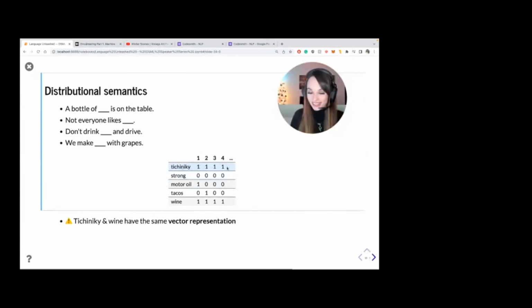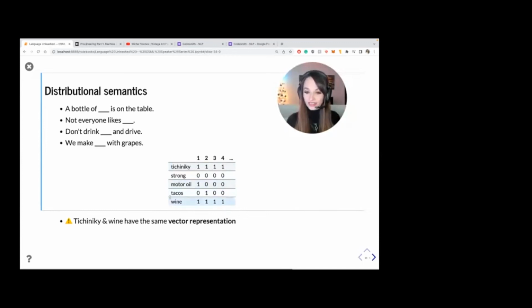And this dummy example is a very small example. And wine also has the same thing. If we had come up with more sentences, at some point we might have seen some difference, because tichiniki and wine are not the same thing, but they're very similar. So even though they're not the same word, the same item, they will be close together in space because their vector representation is very similar.